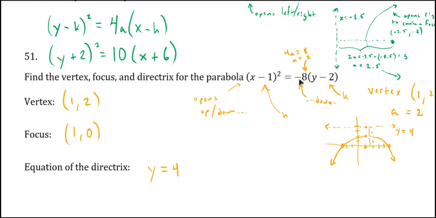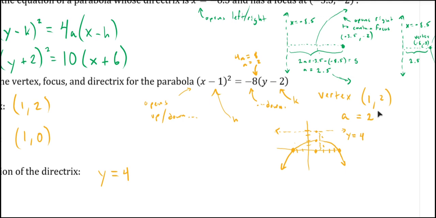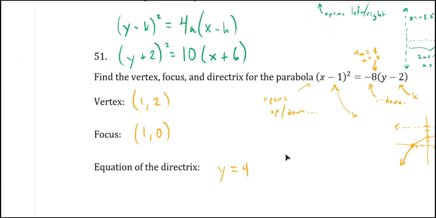We need to see that it opens down, because we have an x squared and a negative coefficient here. And we need to get the value of a, which is going to be 4 times this guy here, so we find that a is 2. Putting this all together, we have a vertex at (1, 2), and if I go down by 2 units, we get our focus, and up by 2 units, I get a value on the directrix. It will be the horizontal line y equals 4, and that's that.